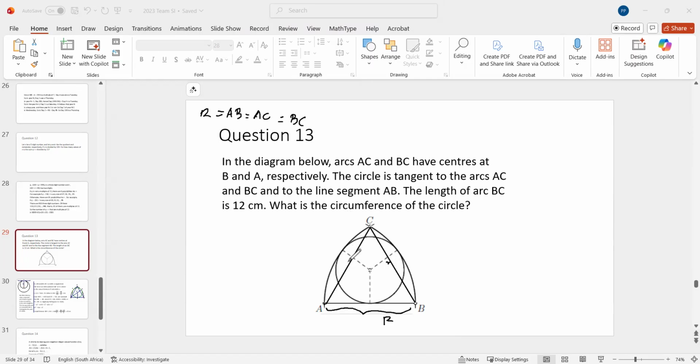The circle is tangent to these arcs. This circle is tangent to that, and it's also tangent to that. It just touches it. Okay, so that's the other information that is given. They also give you the length of the arc BC, not a straight line, which is 12 centimeters. Now, the angle of that arc at the center is 60, because this is an equilateral triangle.